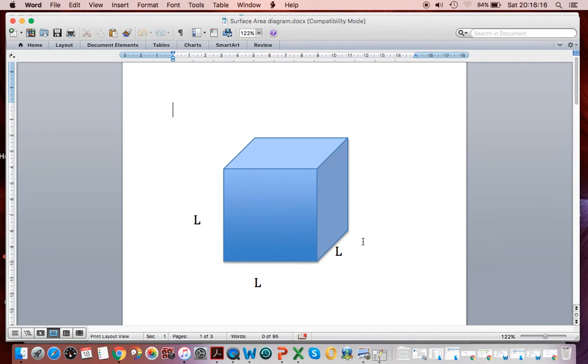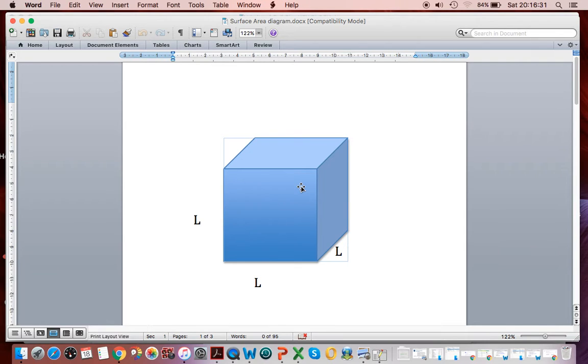1 times 1 times 1 is 1. So that is my volume. That's the cell itself. Now my surface area, I need the area of one side. 1 times 1 is 1. And I have 6 sides. So my surface area would be 6.